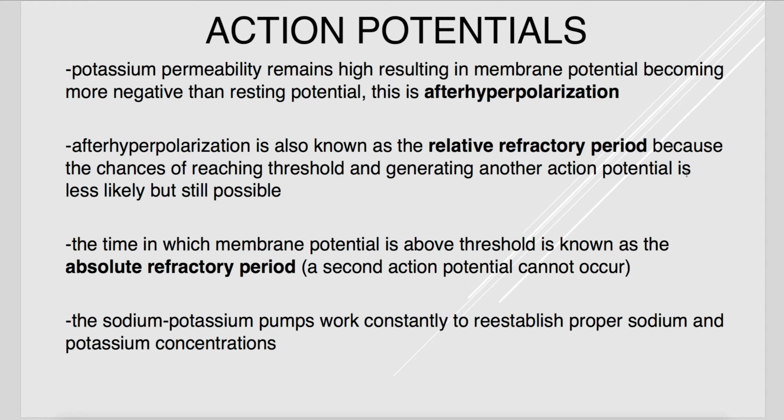Now, there is a period known as the absolute refractory period, and this is when the membrane potential is above threshold. So when membrane potential is above threshold, as was occurring during depolarization, you can't have a second action potential. That's absolute refractory period. A second action potential cannot occur. Now, after these events have occurred, the action potential has propagated itself down the neuron axon. The sodium-potassium pump are going to kind of reset the concentration. So reset that high concentration of sodium outside and that high concentration of potassium inside.